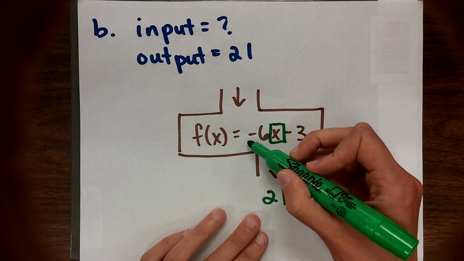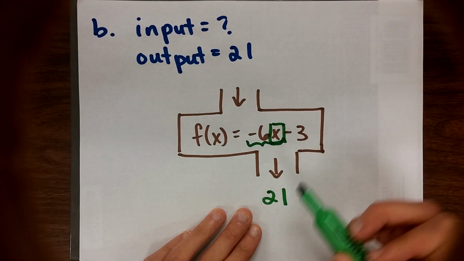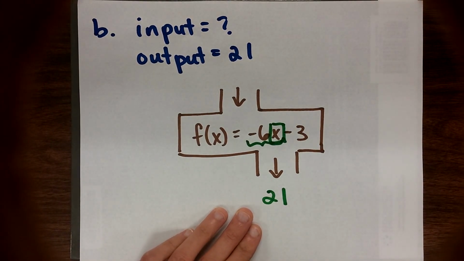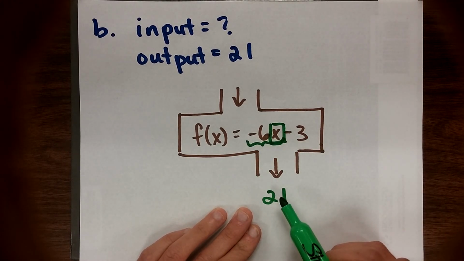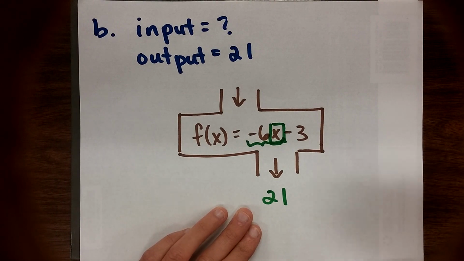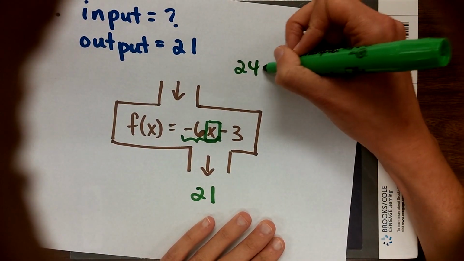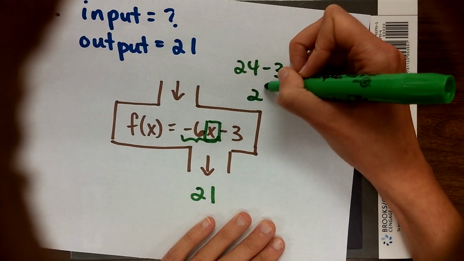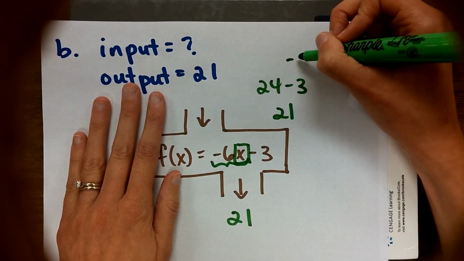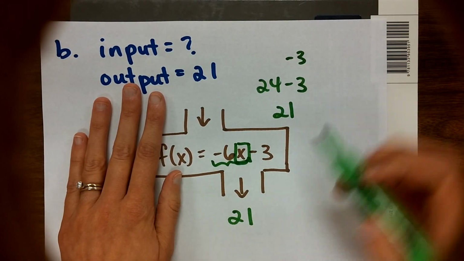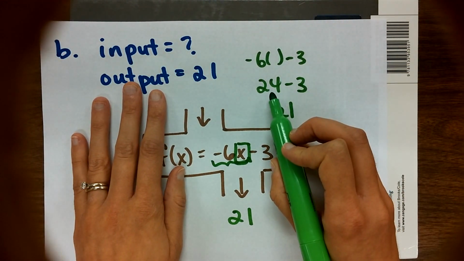Whatever -6x is, when we take away 3 from it, we should end up with 21. So I'm going to think about what's a number that if I took away 3, I would get 21. That number would have to be 3 more than 21, so that would be 24. So 24 minus 3 would give me 21. I'm thinking backwards through this. But that means that this part here before the 3, the -6x, should be 24.